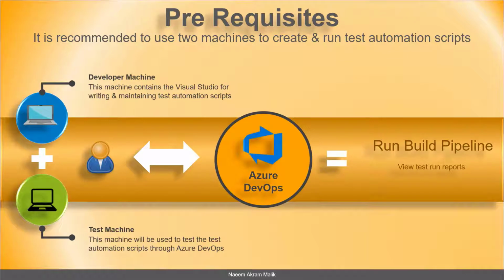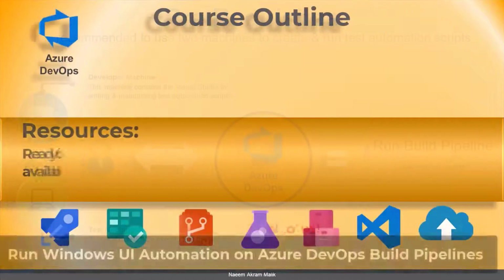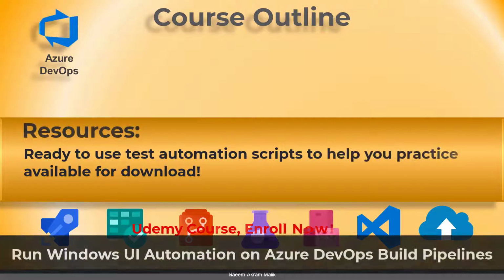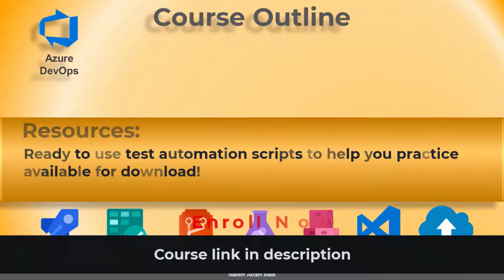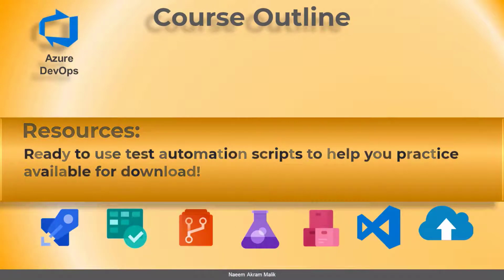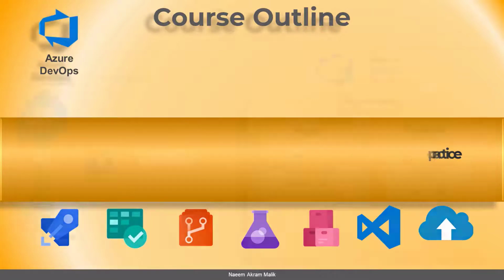In this course, we are going to use two different machines. First one will be the test machine, which will run our test automation scripts. Second will be the developer machine, which will be used to edit our test automation scripts and to check in code to various repositories. Please note that ready-to-use test automation scripts are provided with this course, which you can download from the resources section of appropriate videos of this course.